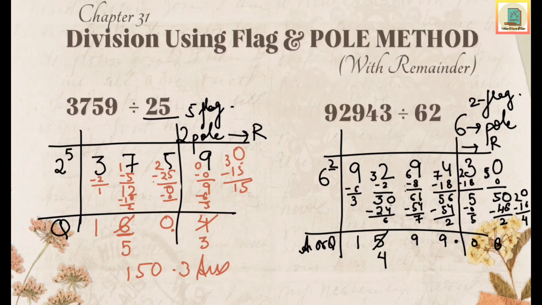So we'll stop here at the 2 decimal place only. So the final answer we get is 1499.08.